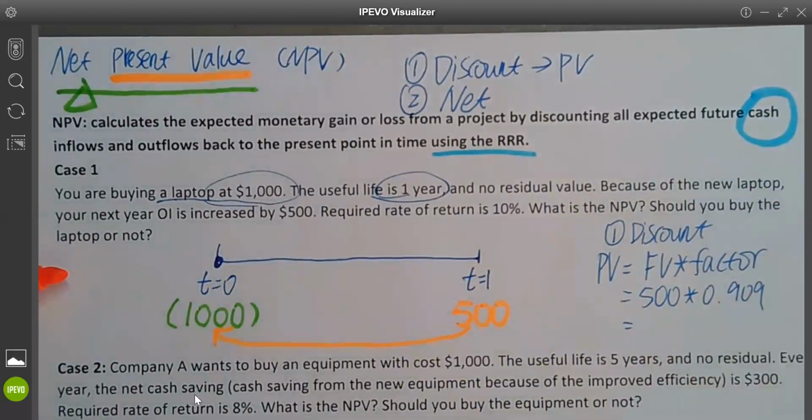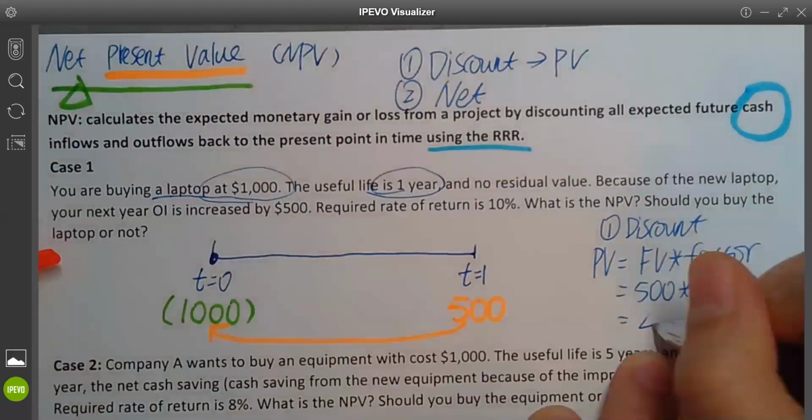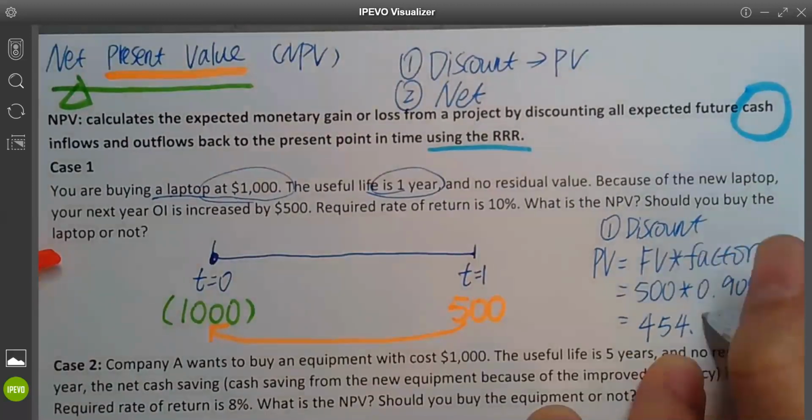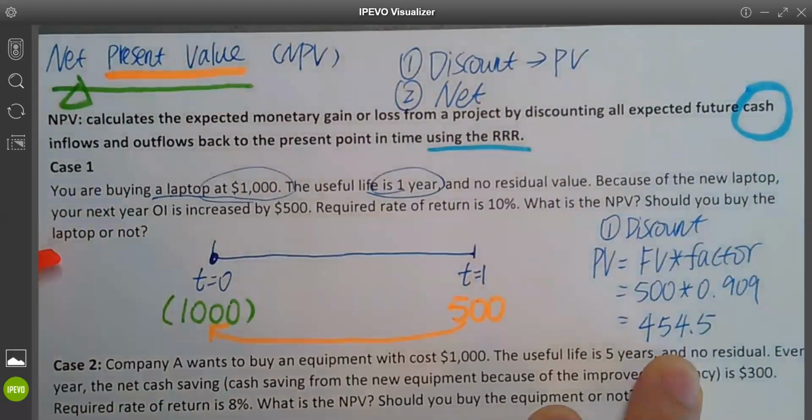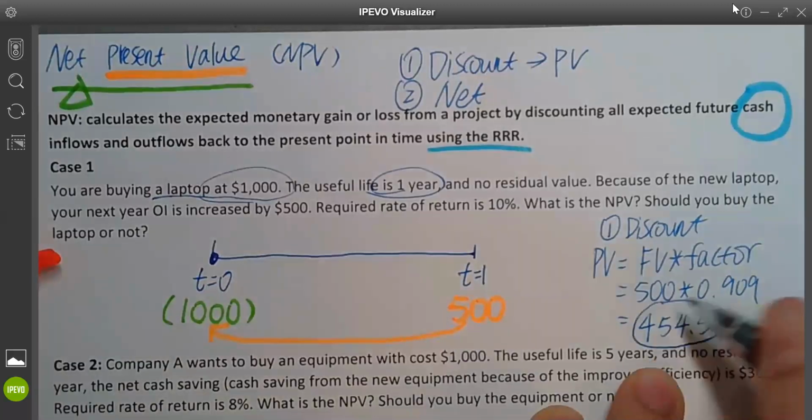I have no idea. Sorry, I have to cheat. Sorry about that. Let me look at my solution. So how much will that be? It will be 454.5. So this is the discounted cash flow of 500.